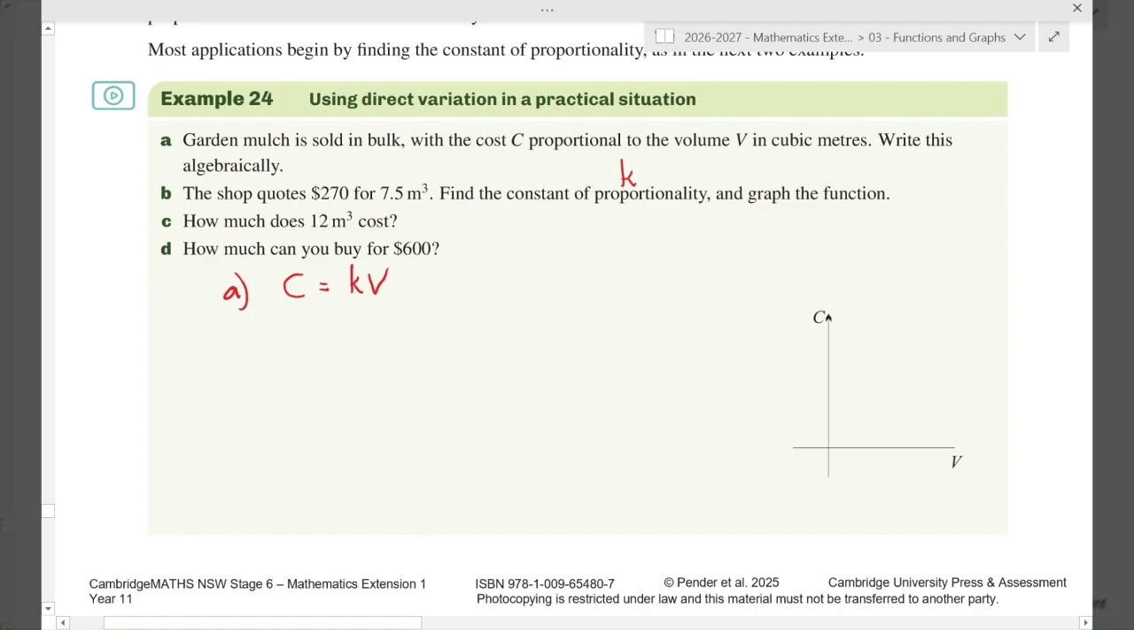You've got this number that you're going to multiply the thing by each time to get your final result. What we have to do is work it out. So that is writing it algebraically. That's question A done. Now, how do you work out what K equals?